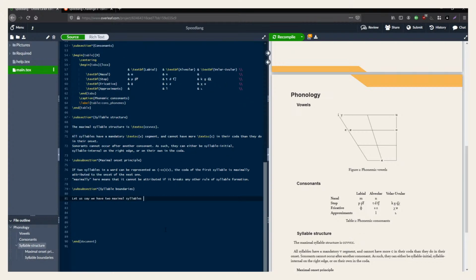So let us say we have two maximal syllables adjacent to each other. To one another, to each other. Which one is better? I don't think one is better, but I might be wrong. My instinct tells me that none is better, but my instinct also tells me that I'm wrong. I just don't know which. So we have two maximal adjacent syllables to each other.